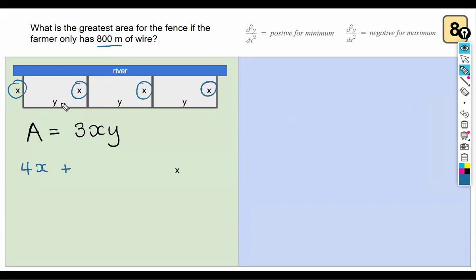4X, and how much Y does it have? 1, 2, 3. 4X plus 3Y is equal to how much? 800 meters. Right?